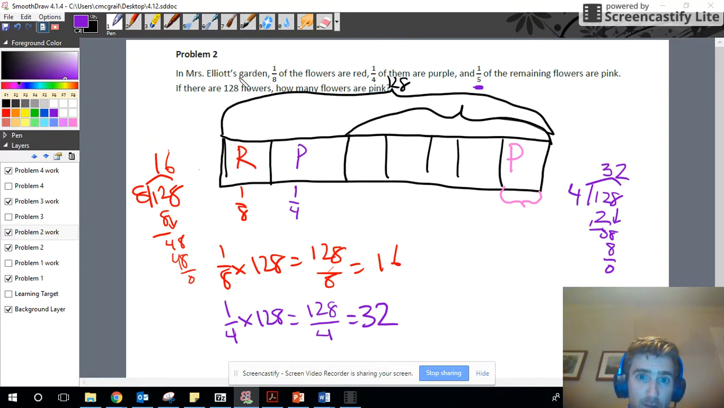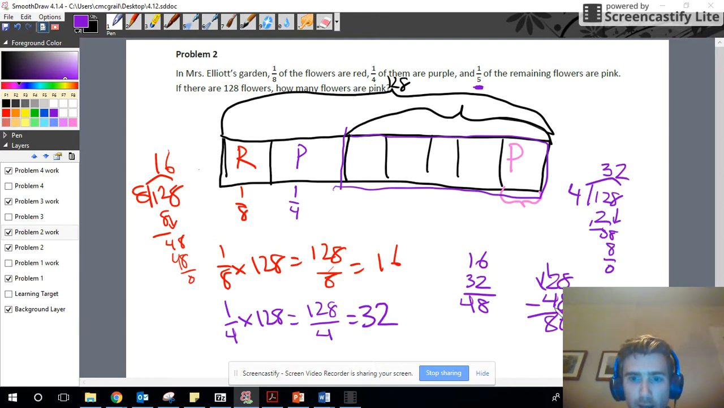So if there were 128 flowers and there were 32 purple and 16 red, if I add up 16 and 32, I will get 48. So 48 of the flowers are either red or purple. And so once I subtract this from 128, I will find out how many flowers are left. So 128 minus 48 is 80. So I know that there are 80 flowers left that are not red or purple.